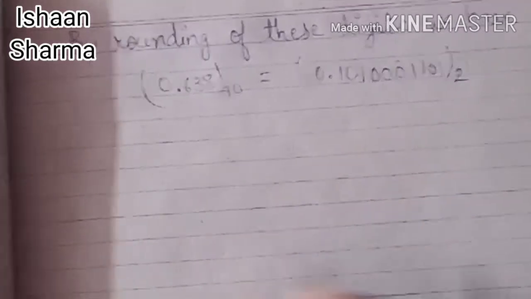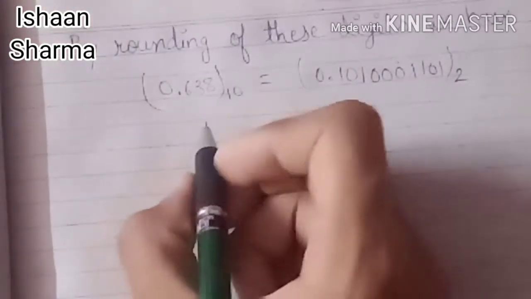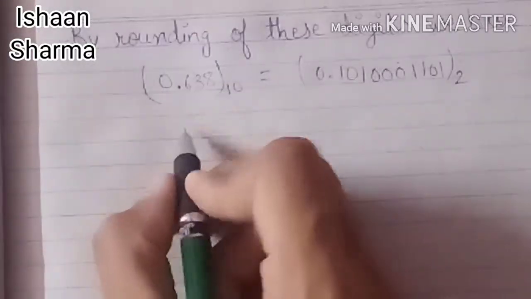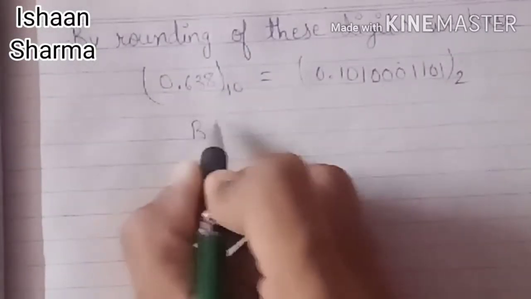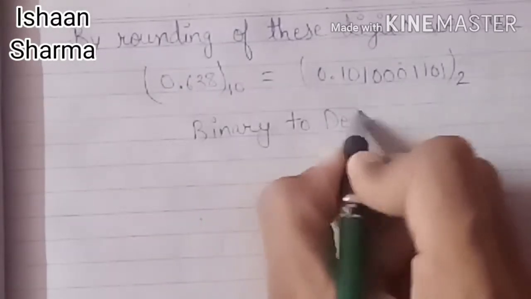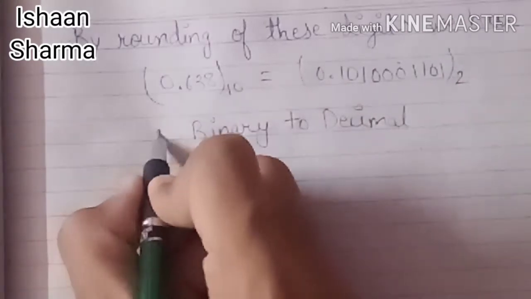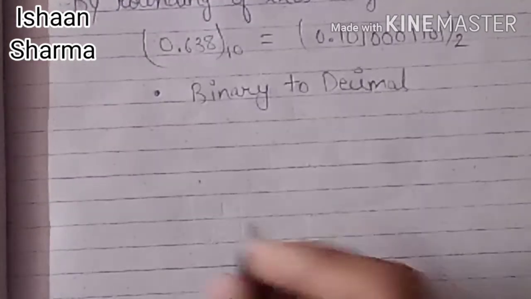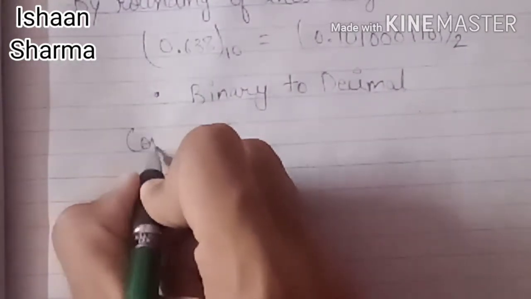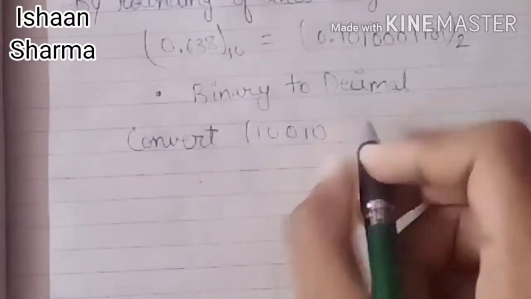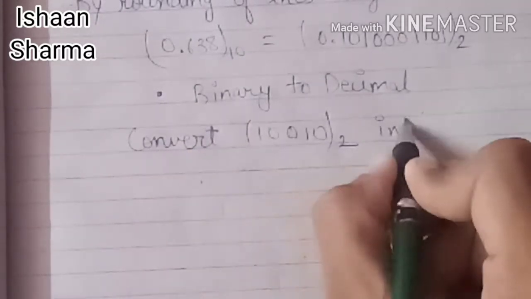So let me start. Conversion of a binary number, binary code, to decimal. Let us take an example. Convert 10010 with base 2 into decimal.